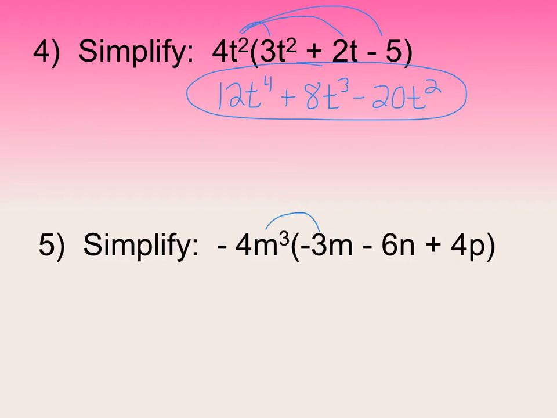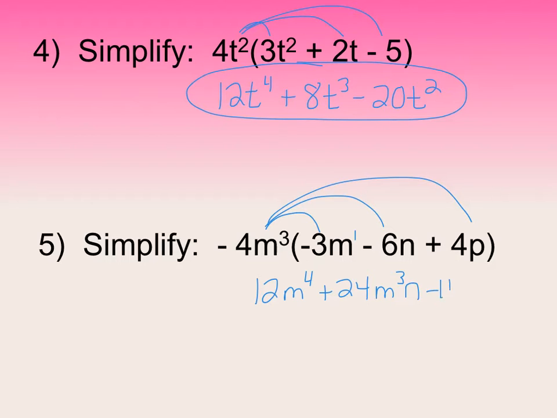And then example 5, so number-wise, negative 4 times negative 3 is 12. Variable-wise, you've got m to the 3rd times m to the 1st, which you're adding to get m to the 4th. Middle term, negative 4 times negative 6 is 24. And m and n cannot be combined, so in this case you actually just keep them separated. And then your last term, negative 4 times positive 4 is negative 16. And again, m and p cannot go together, so we just write them as two separate bases, and that would be your final answer.